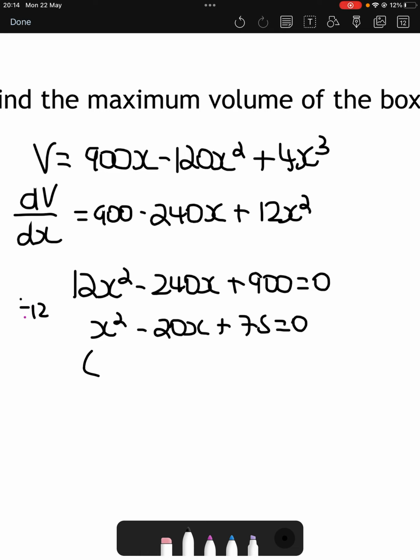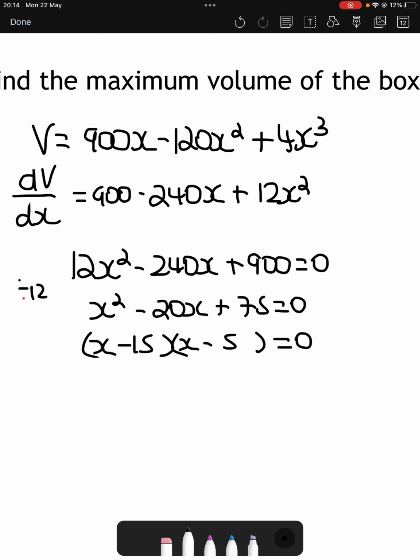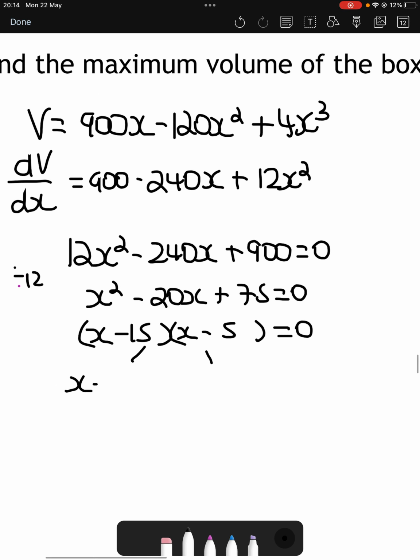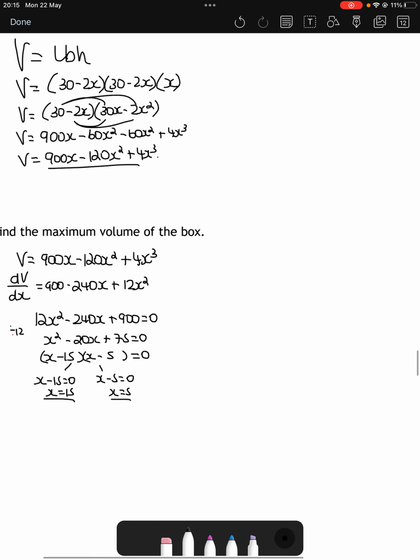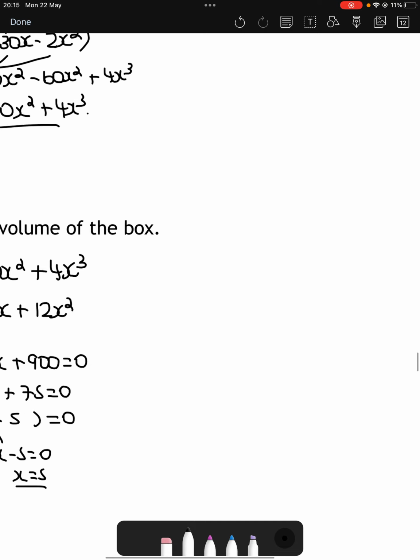Okay, we're going to factorise it. Again, do any working you need to do at the side. So we're trying to make 75 and add to give us minus 20. So we're going to have minus 15 and minus 5. Bring them down. Okay, so we have two values for x this time. Now what we need to decide is which one of them gives the maximum value. So we need to do our nature.